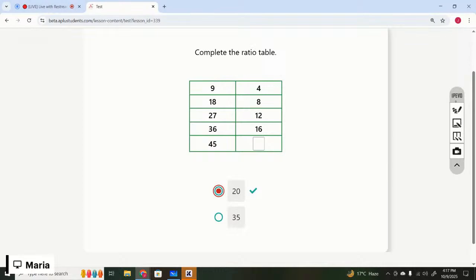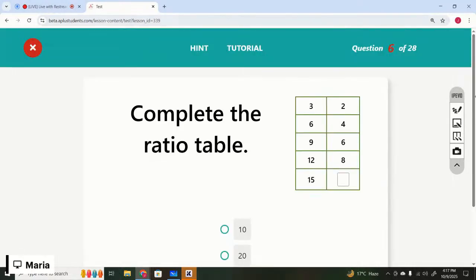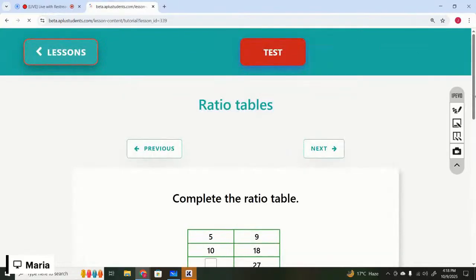It is option number 1 is the correct option. Okay, you can complete the lesson today. Let me just move on to the next lesson.